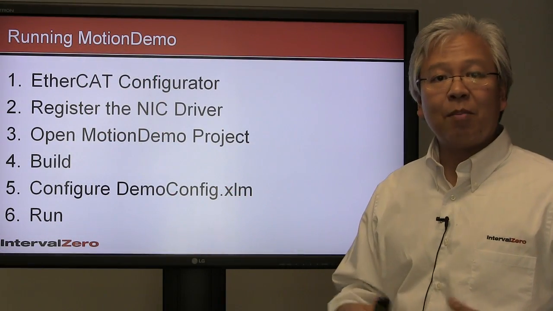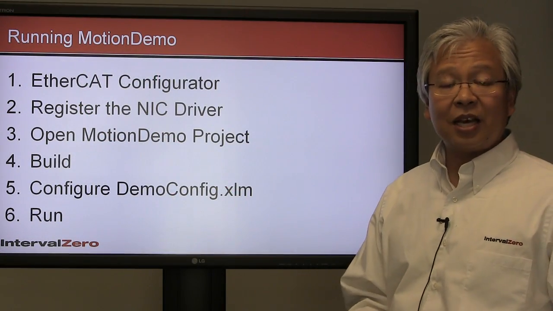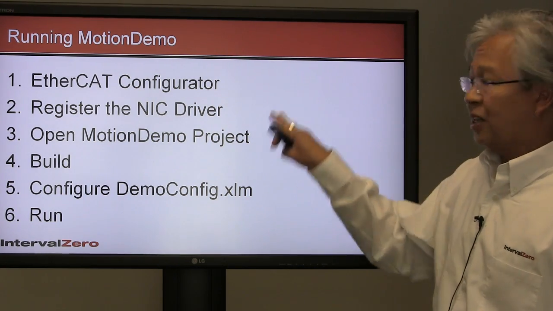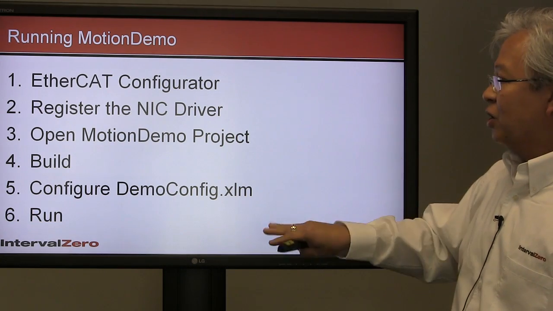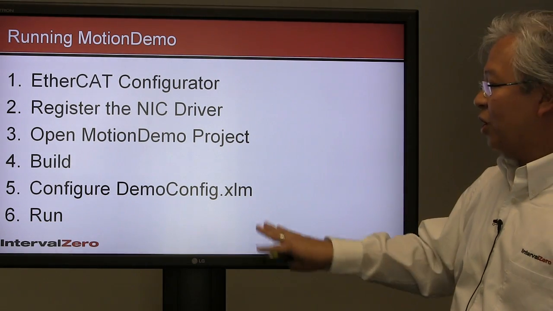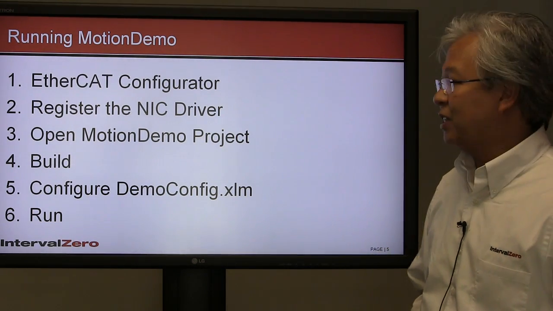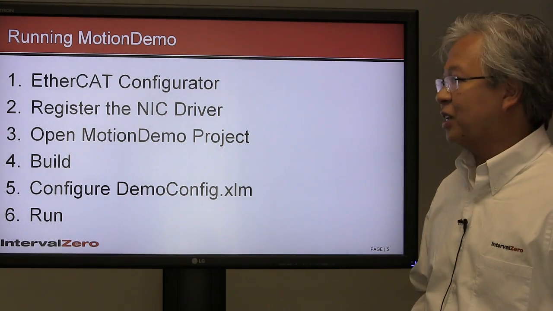To get a motion demo working, we're going to get the servo motor spinning. There are several steps involved, everything from configuring the EtherCAT network to opening and looking at the source code to configuring the parameters of the demo. I'm going to walk you through these 6 steps.